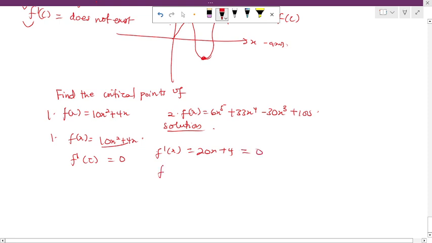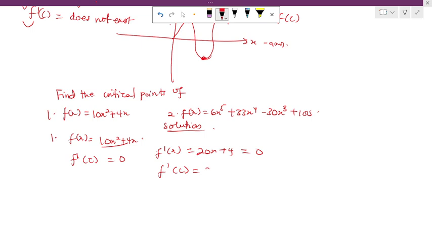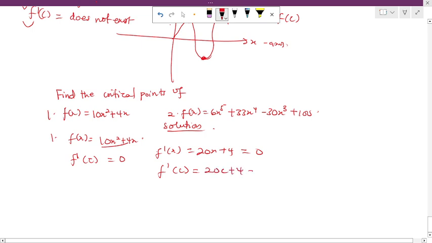So you put c, right? f prime of c is equal to 20c plus 4, and it should be equal to 0. So I'm going to get 20c equal to negative 4. My c is simply equal to negative 4 over 20, giving me negative 1 over 5. So my critical point is negative 1 on 5.